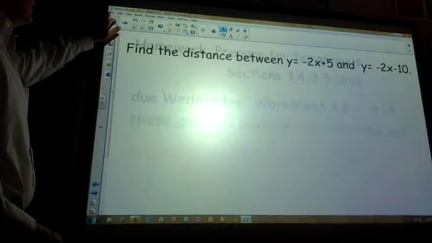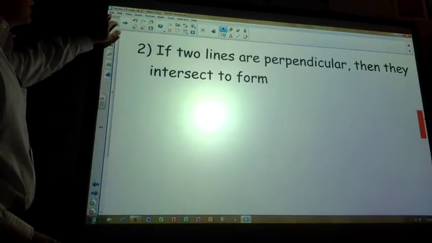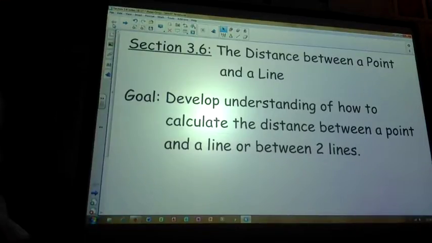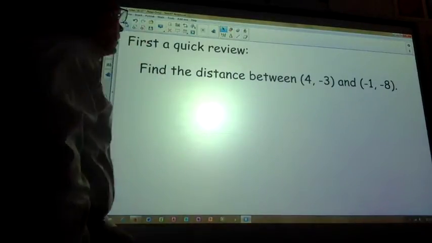All right. Let's do some notes. Get on back. All right. The distance between a point and a line. Develop and understand how to calculate the distance between a point and a line or between two lines. Okay. So you have a line, you have a point. Obviously, the perpendicular is the closest distance, right? So let's see if we can decipher this.